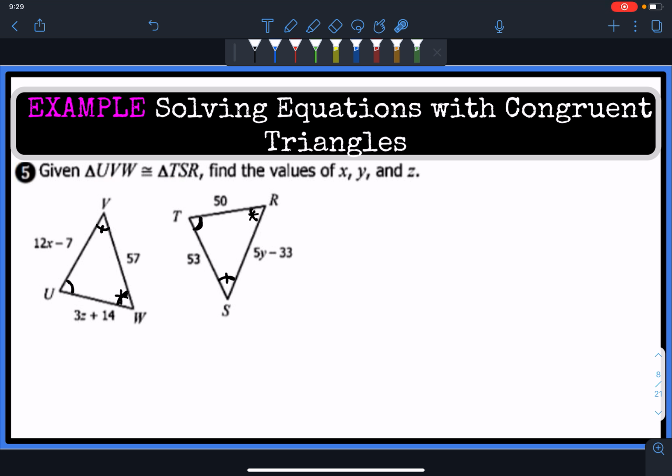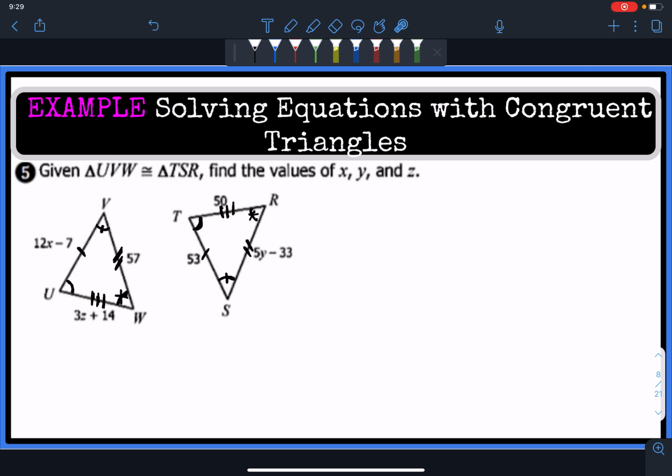So from U to V, I'm going to indicate by putting just one mark. T to S, one mark. V to W, I'm going to put 2 marks. And S to R, I'm going to put 2 marks. And then obviously the last ones are going to be congruent, so those 3 are going to be congruent. U to W, which is this one right here, is congruent to T to S, as you see those right there.